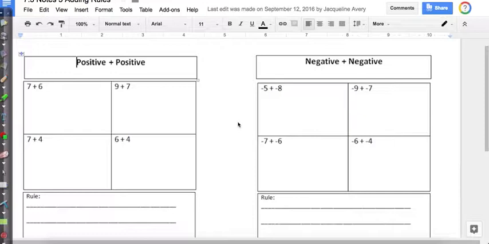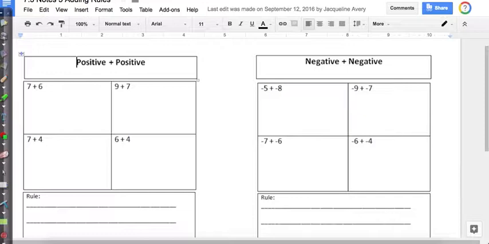So our objective today is going to be to add integers and come up with rules for adding positives to positives, negatives to negatives, and adding positives and negatives. So the first example we have here is 7 plus 6.